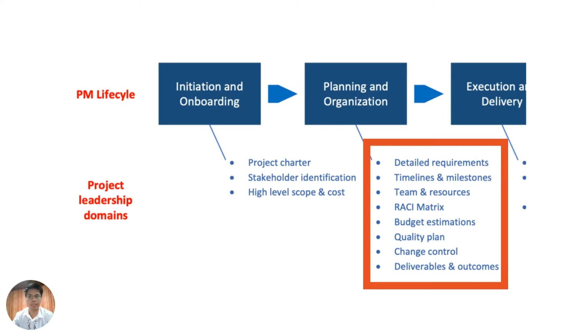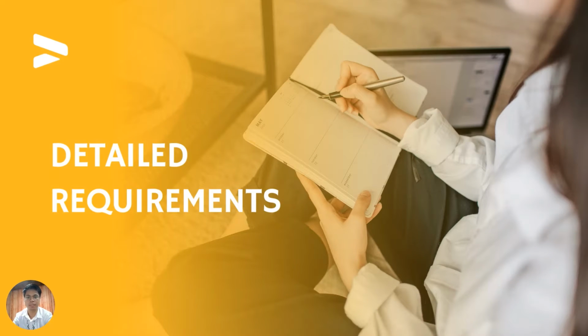We are now moving from the initiation and onboarding phase of the PM lifecycle to the planning and organization phase. In this phase, the following domains will be discussed: detailed requirements, timelines and milestones, team and resources, RASI matrix, budget estimations, quality plan, change control, and deliverables and outcomes. My name is Egan Fajardo, and we'll be discussing detailed requirements.